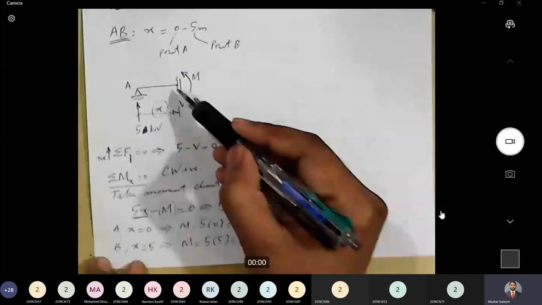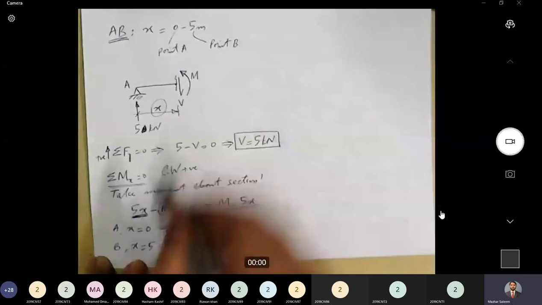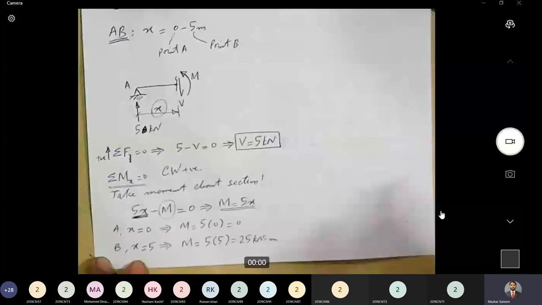We are taking sum of moments about the section equal to 0, and this moment is in the clockwise direction. So 5x is this moment, and what other moment is there? M is there, and M is in the counterclockwise direction. So minus M, and that is equal to 0. I have rearranged it here, so M is equal to 5x. Is it clear now? Yes, sir.